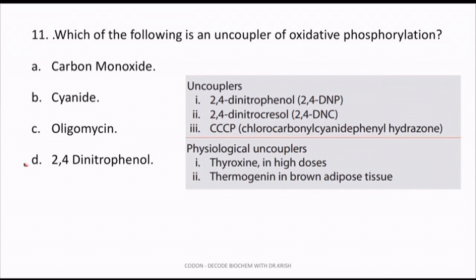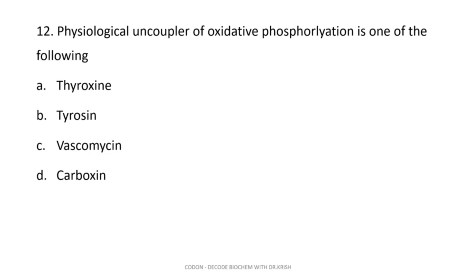What about the other options? Carbon monoxide and cyanide are all inhibitors of complexes of the electron transport chain. And oligomycin inhibits the FO subunit of the ATP synthase complex. Again, it is an inhibitor. So the inhibitors are different from uncouplers. And the same question, which is the physiological uncoupler in this list? You know the answer, it is thyroxine.